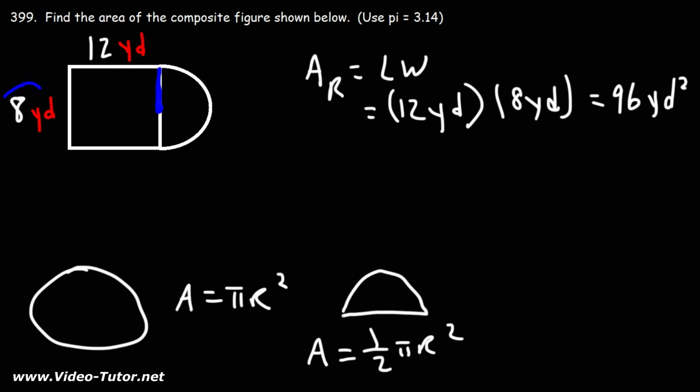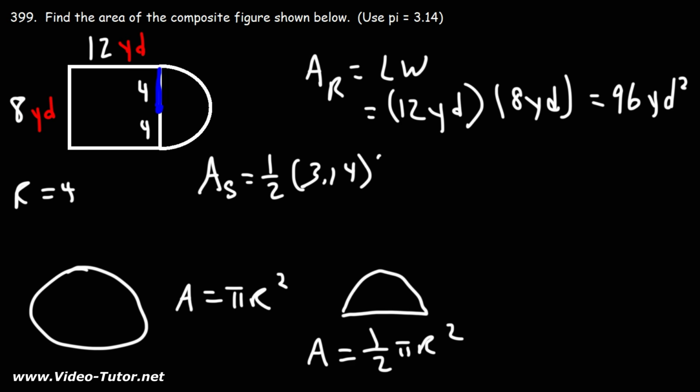Notice that it's half of 8. If this is 4, this other side has to be 4. So the radius of the circle is 4. So the area of the semicircle is 1/2 pi r squared. We're going to use 3.14 for pi, and r is 4.